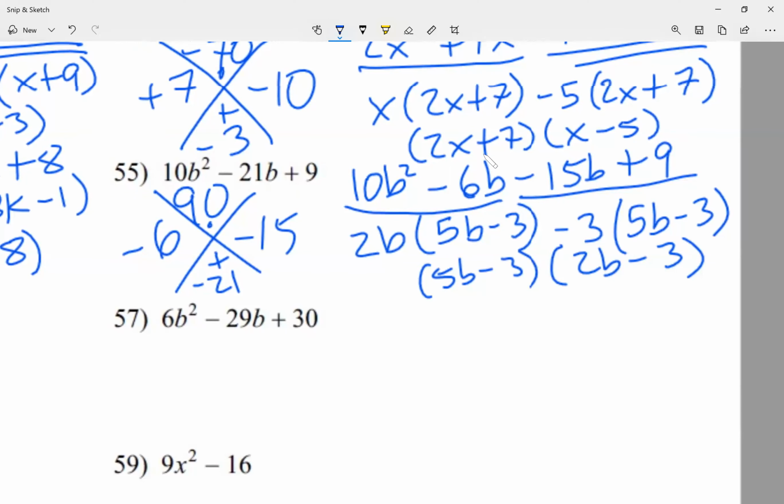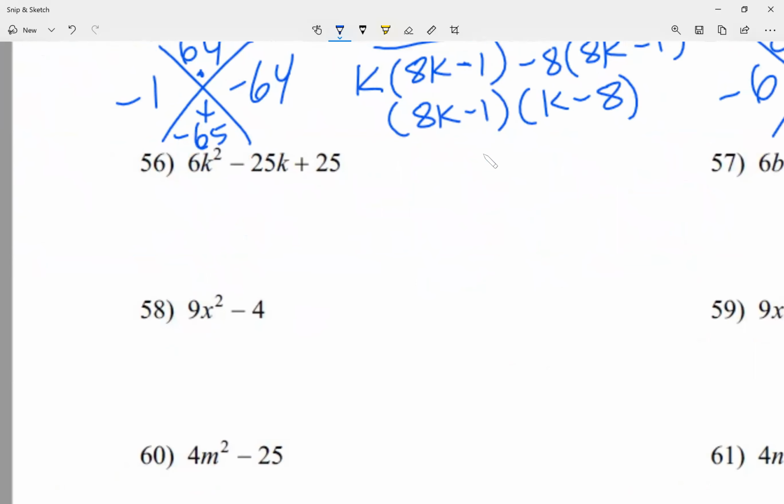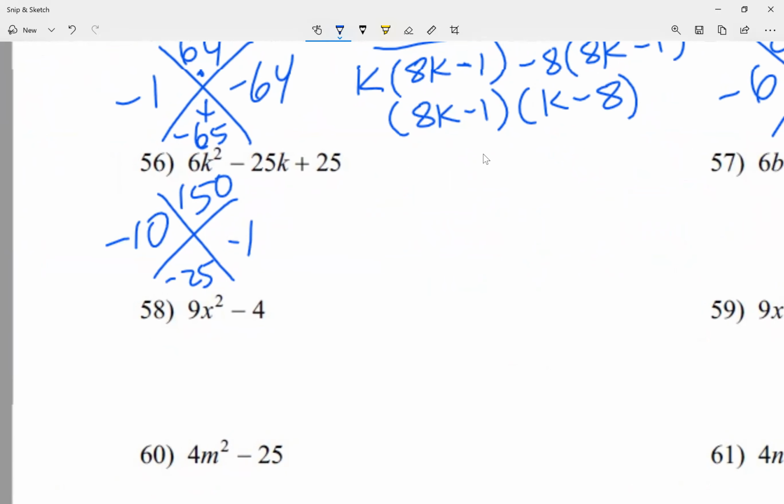I want us to completely get this idea, so let me do a couple more. I'm looking for two numbers. I know 6 times 25 is 150. So two numbers that multiplied is equal to 150, but when I add my numbers, is equal to negative 25. I'm dealing with two negatives. As a matter of fact, I'm dealing with negative 10 and negative 15.